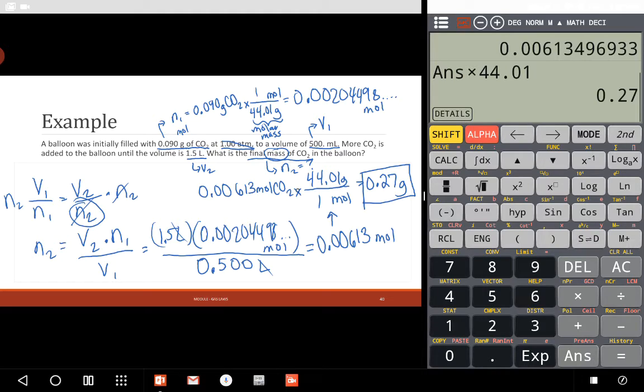I need to think about sig figs. That did have 2 sig figs. That had 3. That had 2. So I do need just 2 sig figs. So 0.27 grams is a reasonable value. Now, as far as reasonability goes, we are increasing the volume by quite a bit. And so we do expect our grams to increase by quite a bit. This is times 3, our volume times 3, and we are multiplying our grams times 3.